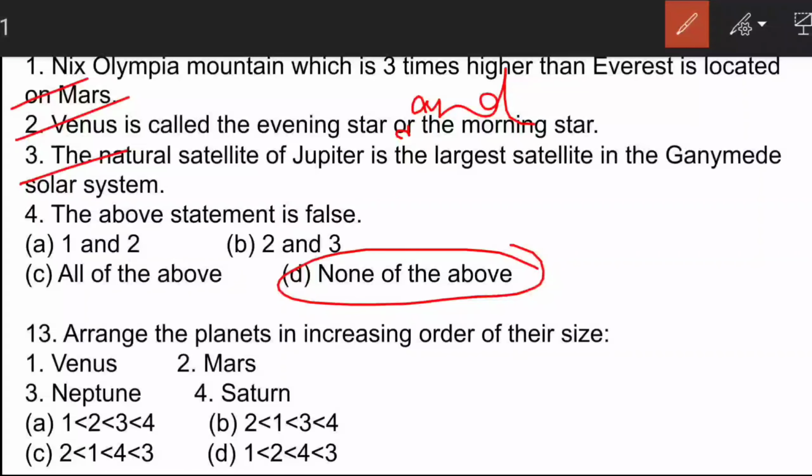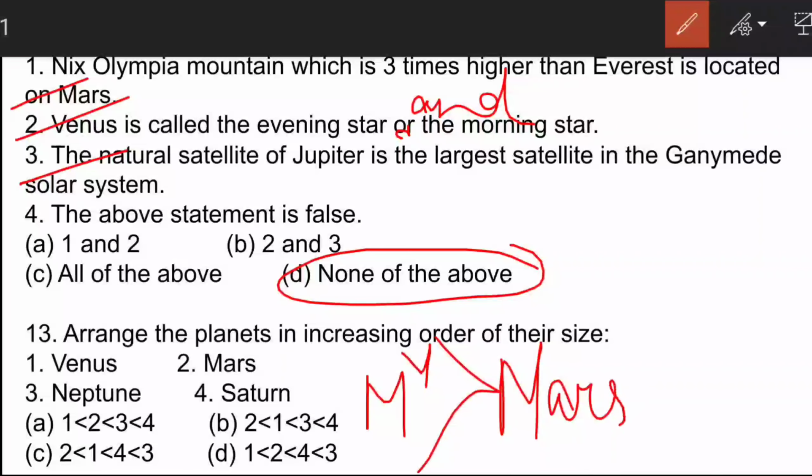So let's move to the next question. You have to arrange the planets in increasing order of their size. So in the order of size, Mercury is the smallest planet, followed by Mars. First we have Mercury, then we have Mars. I'm talking about size. Then we have Venus, which is almost equal to Earth.